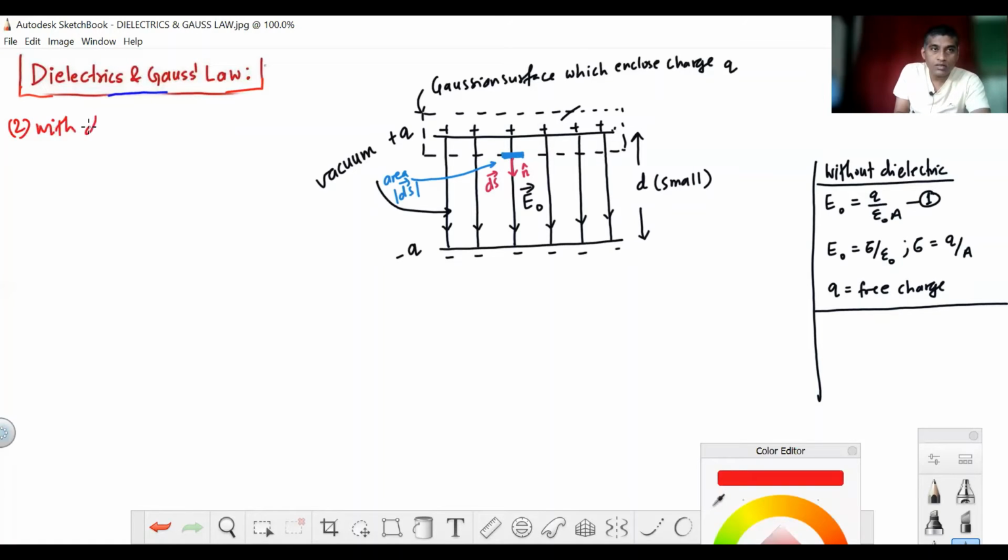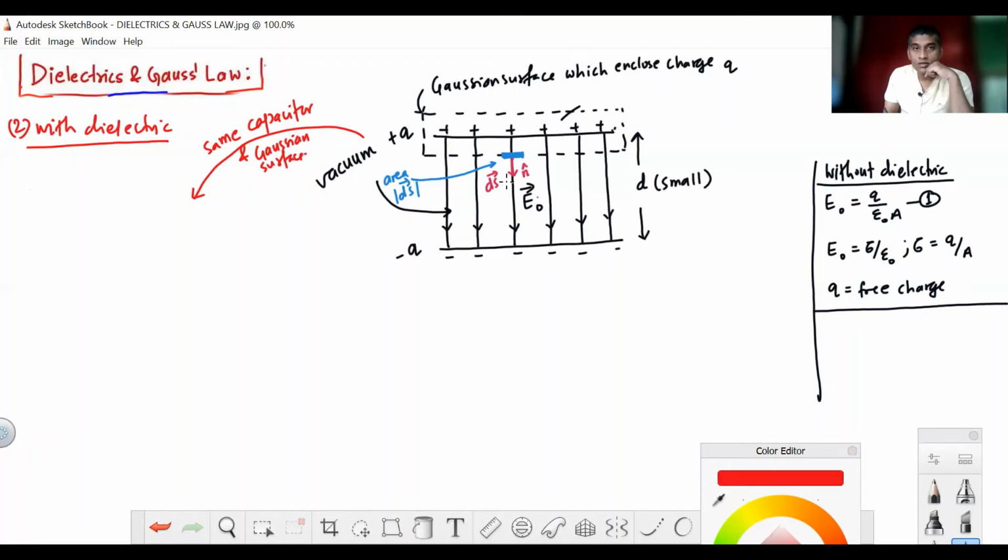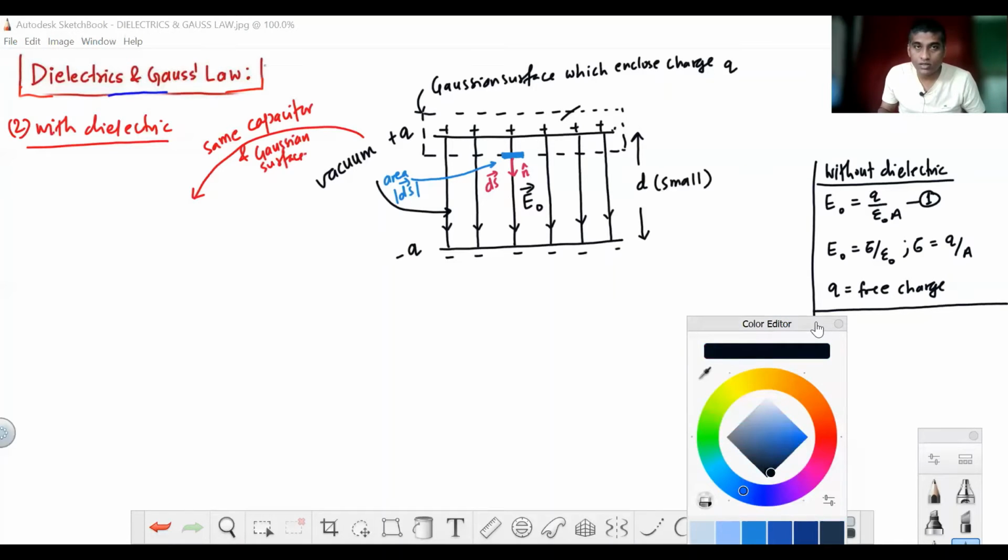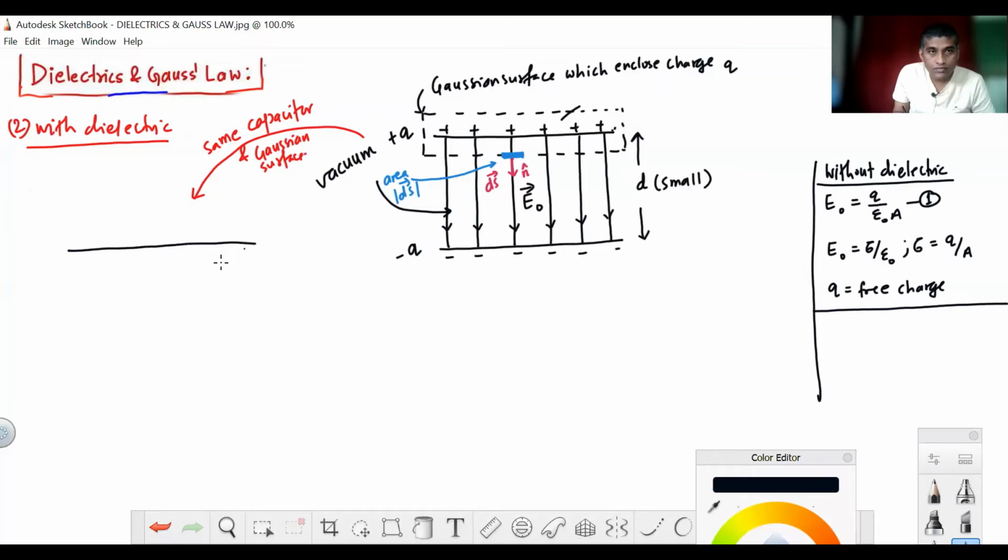Now with dielectric, okay, we draw the same capacitor and Gaussian surface, okay. Now a dielectric is inserted between the plates of the capacitor. Clear? So this is to be noted. It is the same capacitor, okay.